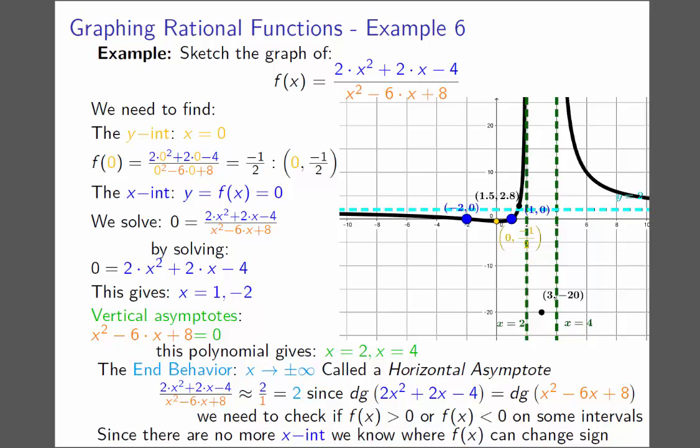So this means that at both of our vertical asymptotes, x equals 2 and x equals 4, our function is going off to negative infinity. Because again, our function can't become positive without having another x-intercept. So using all of this information, we now have the graph of our function f of x equals 2x squared plus 2x minus 4 over x squared minus 6x plus 8.